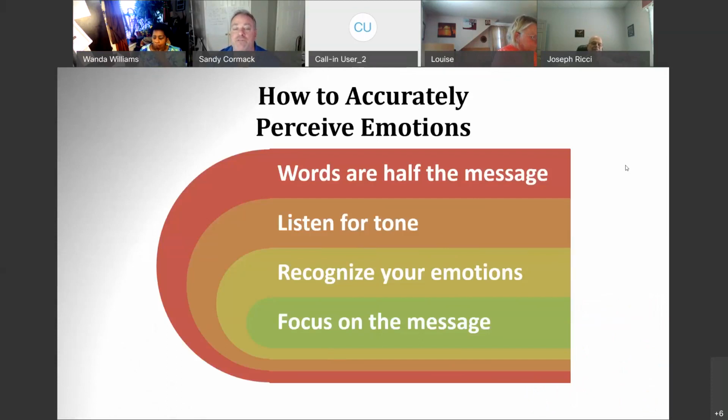So it's important to learn how to first accurately perceive emotions. And here are some things that you can understand and apply in your interactions with others about perceiving emotions. Generally, words are half the message. I always say that when it's time to communicate something important, something critical, something crucial, being in person is essential. The best situation is being in person so that you can understand the full scope of the communication, because words are half the message.